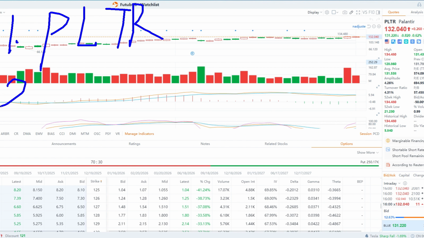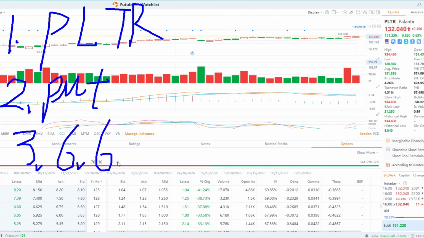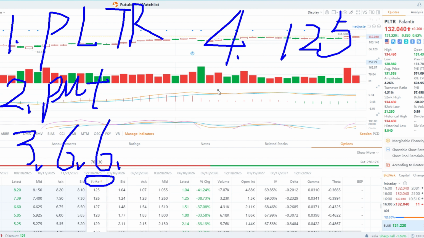Second is direction. We're taking a put option, so direction is bearish, put option. Third, the expiration date. We picked June 6th. So expiration is June 6th. Fourth, the strike price. The strike here is $125. Fifth is entry price. Entry price 1.04.